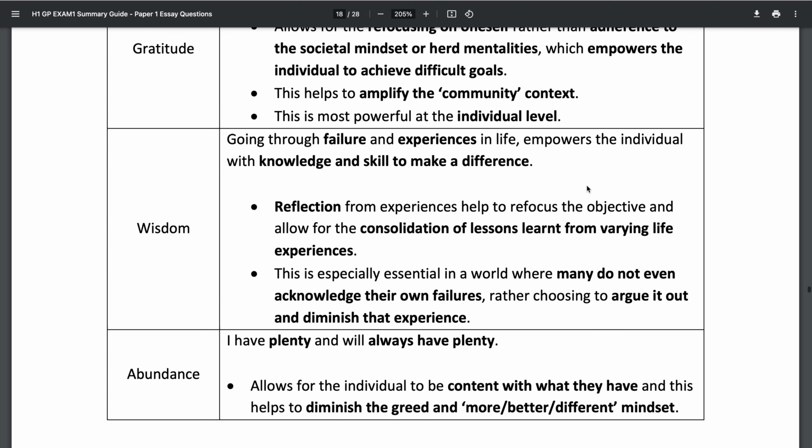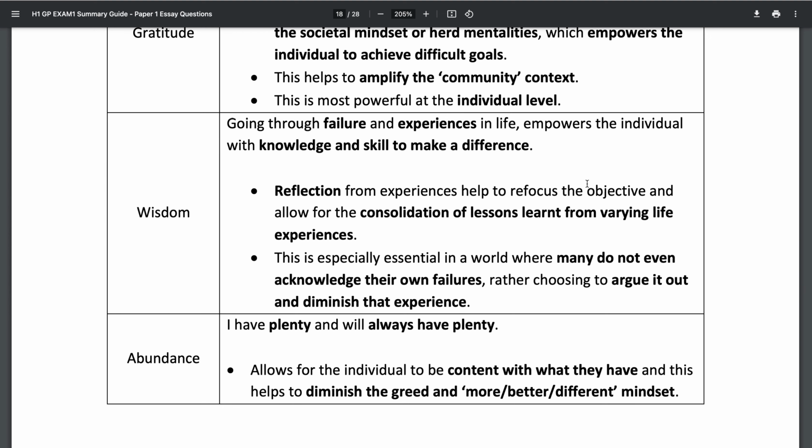Okay? Wisdom. Wisdom is about going through failure, going through experiences. It's not the end of the world. Once we go through the failures, once we realize what is wrong, we have new skills, new knowledge that we can actually use to make a difference.